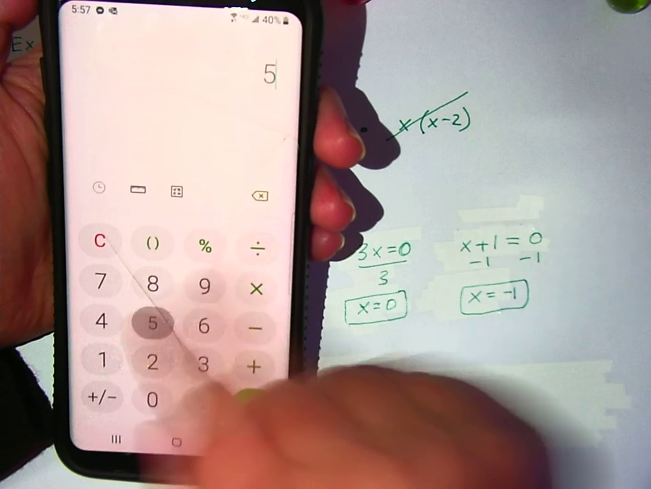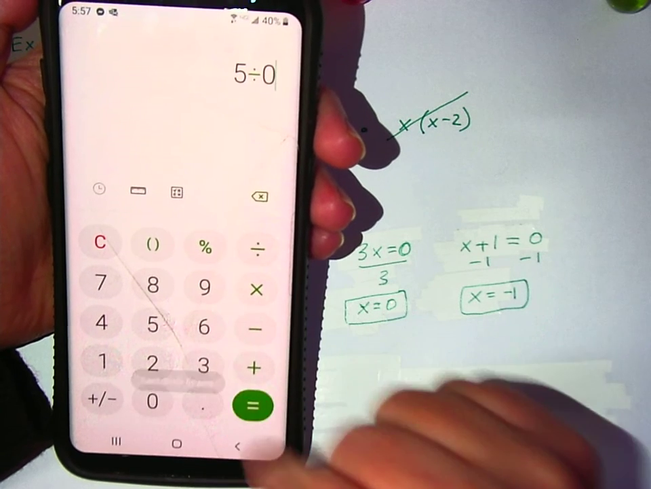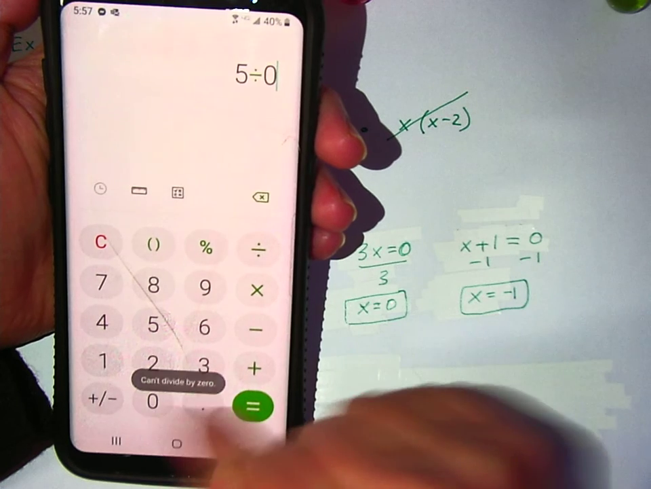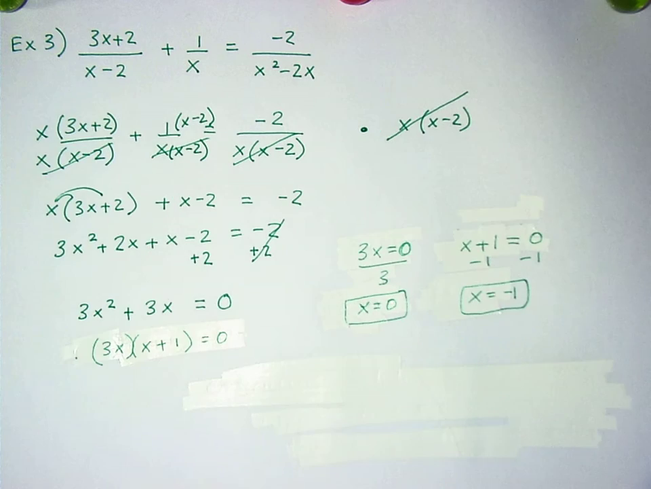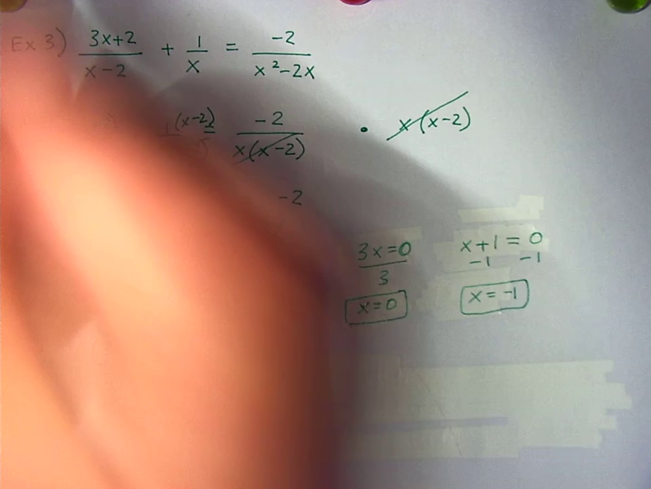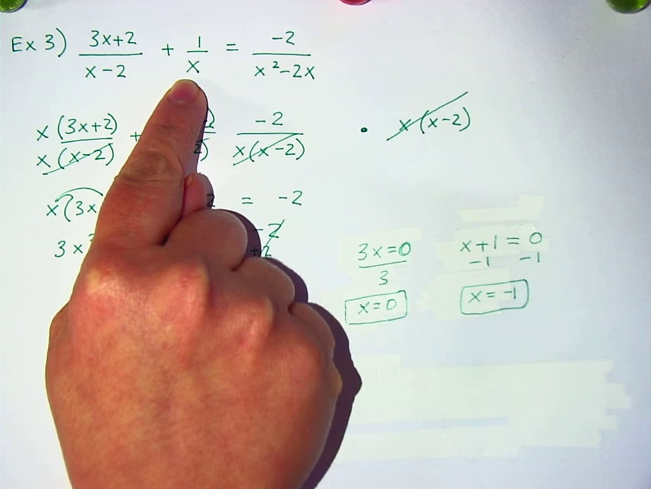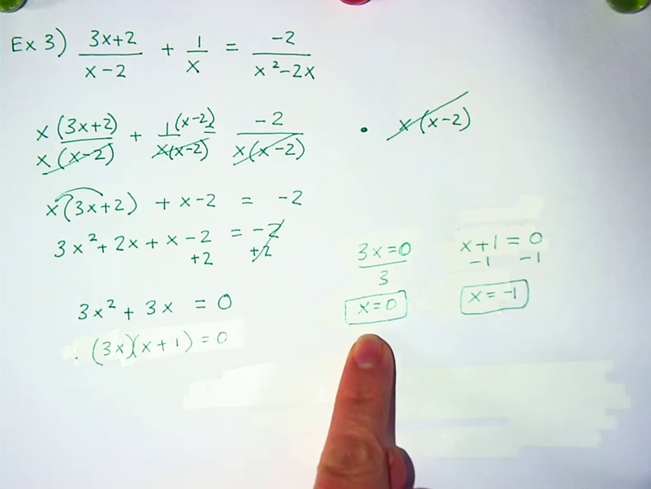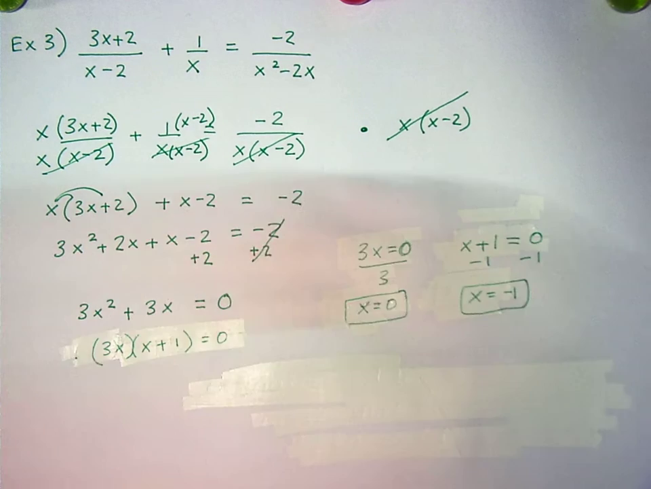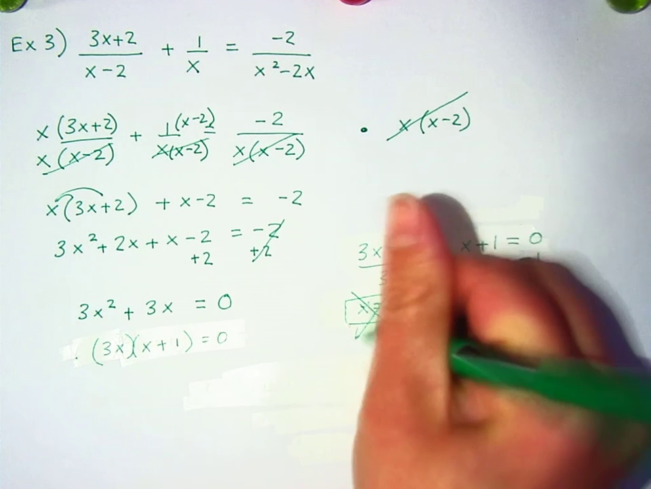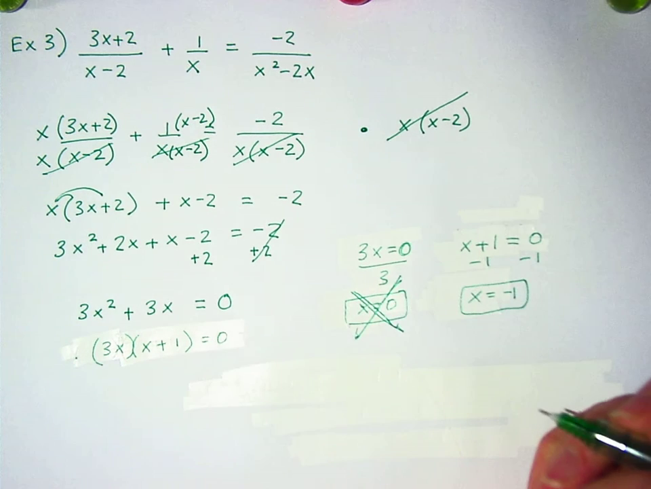And if I take 5 divided by 0, it says can't divide by 0. Different phones will say different things. Some will say can't divide by 0. Some will say error. Anyway, if 2 was an answer, we would have had a problem. Also this one, if x is 0, we'll have a problem, which is right there. Okay, so this one's out. That one is not an answer, and there's only one answer left, which is x equals negative 1.